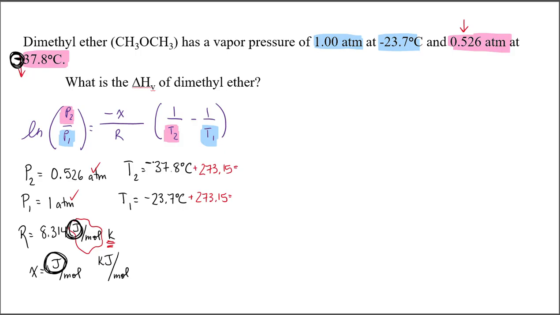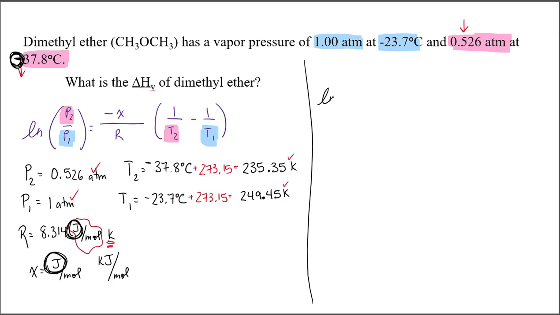Negative 37.8 plus 273.15 is 235.35 Kelvin. Now we're cooking with gas, as they say. Negative 23.7 plus 273.15, 249.45. All right, now all of my units make sense. I'm ready to go. I can start doing the algebra.